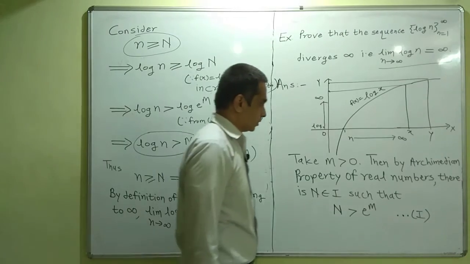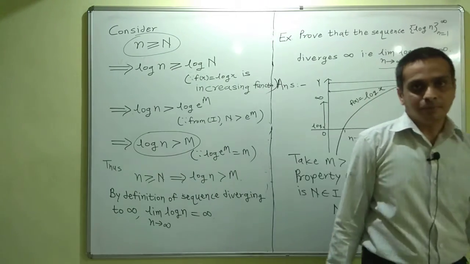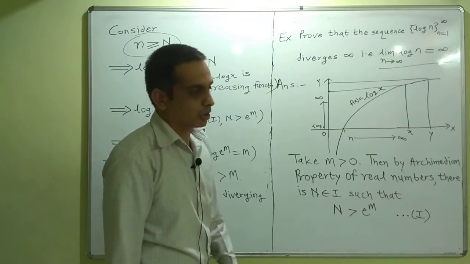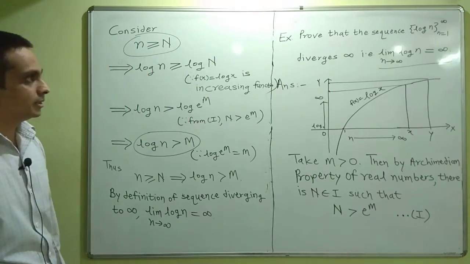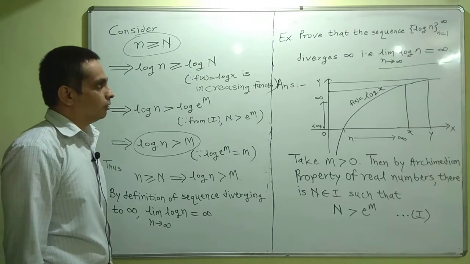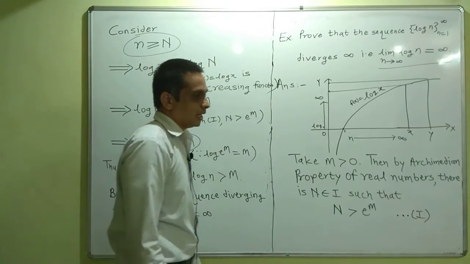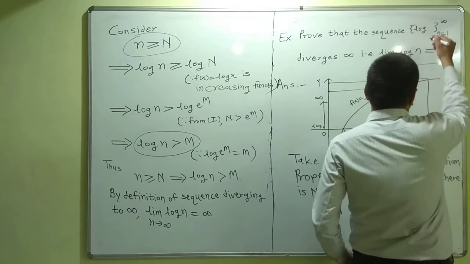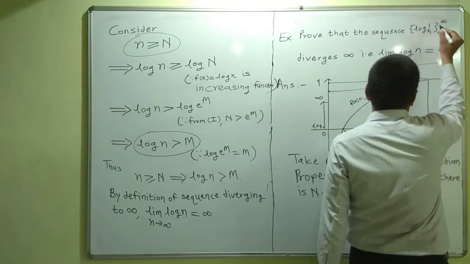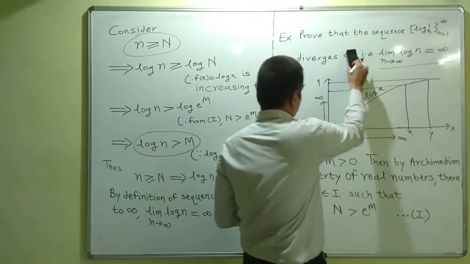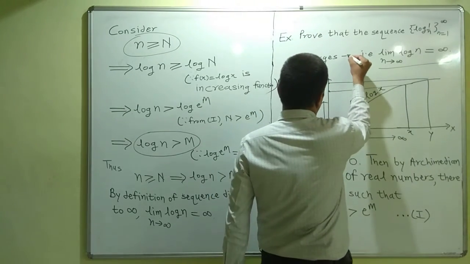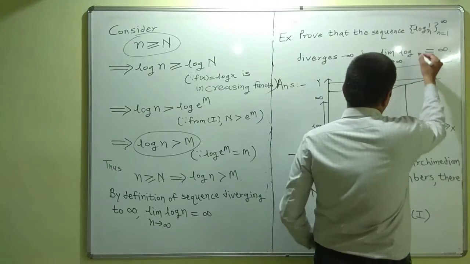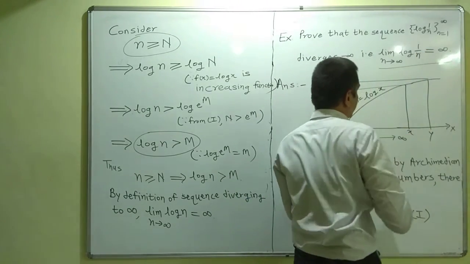Okay. Now this is an example of a sequence which diverges to infinity. The next example which we will take is log of 1 by n, and it will diverge to minus infinity. Log of 1 by n equals minus infinity.